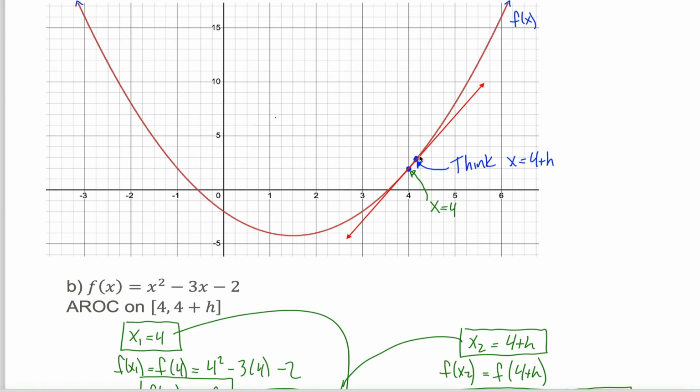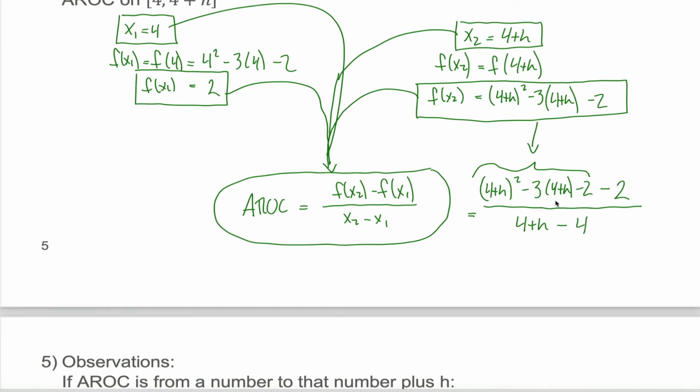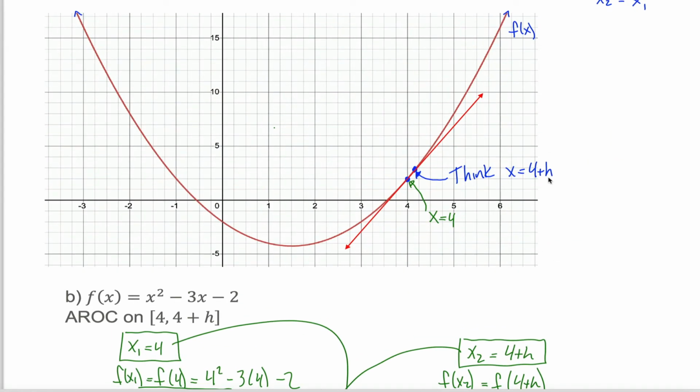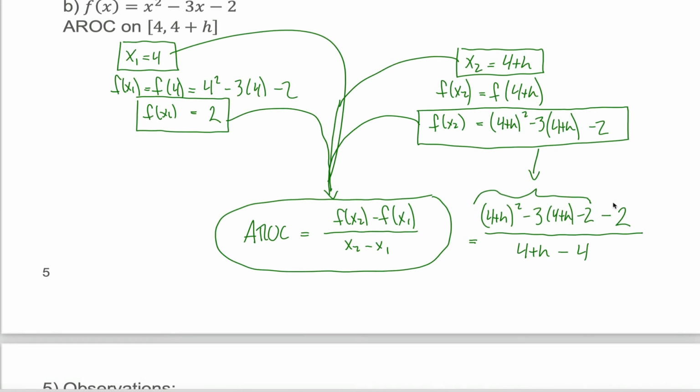Depending on what h is, this second dot is going to move, and as this second dot moves, the slope of the line connecting the dot at 4 and the dot at 4 plus h is going to change. How is it going to change? Well, according to this formula right here. If I want to figure out the slope of the line from 4 to 5, for example, to make this second dot 5, I need h to be 1, because 4 plus 1 gives me 5. So all I'd have to do is take this expression and change all the h's into 1s.